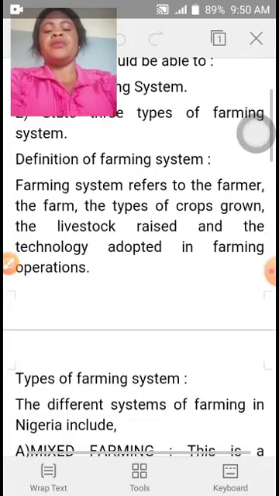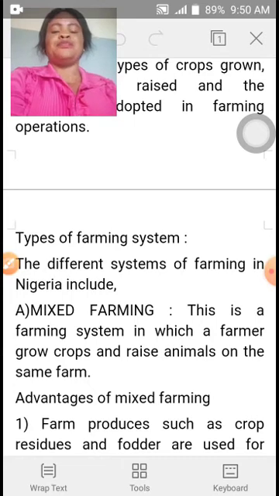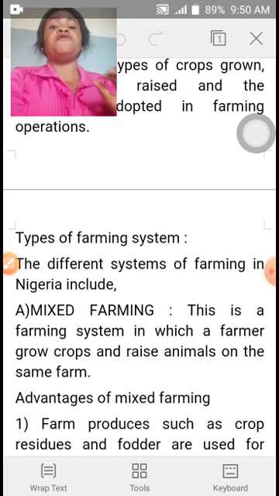Now we have three types of farming system. The different systems of farming in Nigeria include: Number 1, mixed farming. Number 2, bush fallowing or shifting cultivation. Number 3 is pastoral farming. Under pastoral farming, we have three types. We have lay farming, we have nomadic farming, and then we have ranching.